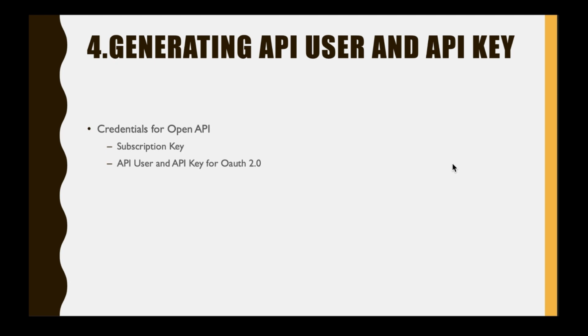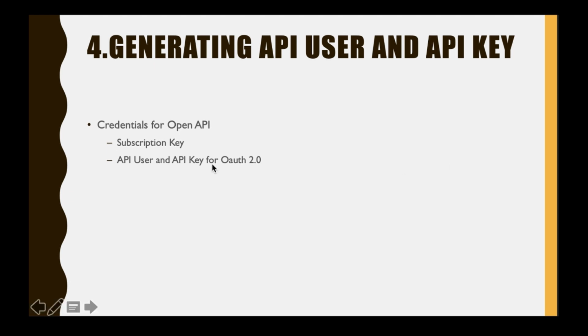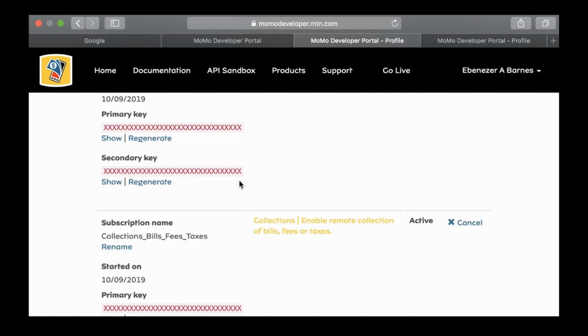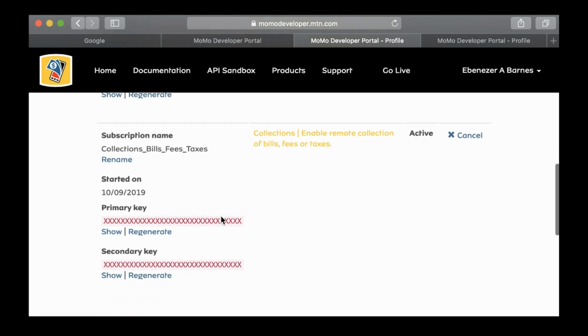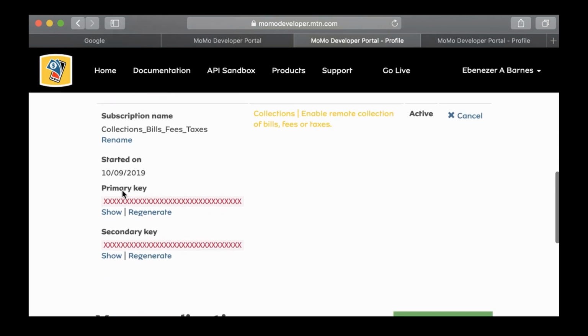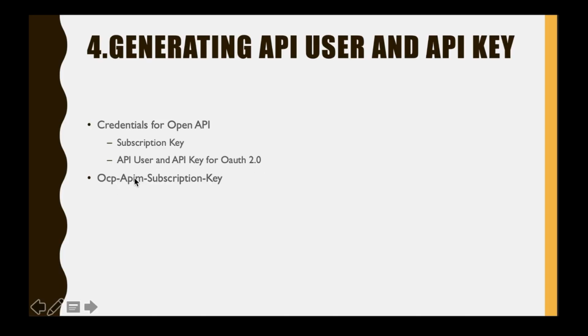Okay, so in doing so, what we use here is the credential for OpenAPI. We use the subscription key, and then we use the API user and API key for authentication too. We'll look at that shortly. Wherever you see Ocp-Apim-Subscription-Key, it refers to this primary key. If you click on show, wherever you see this Ocp-Apim-Subscription-Key, you are supposed to provide that primary key for that product that you are going to use.